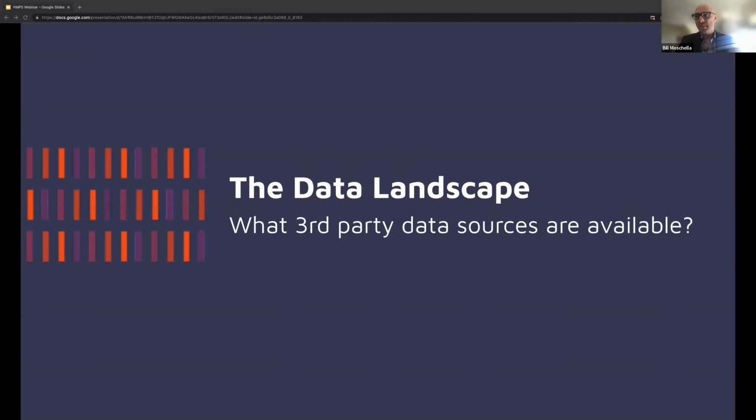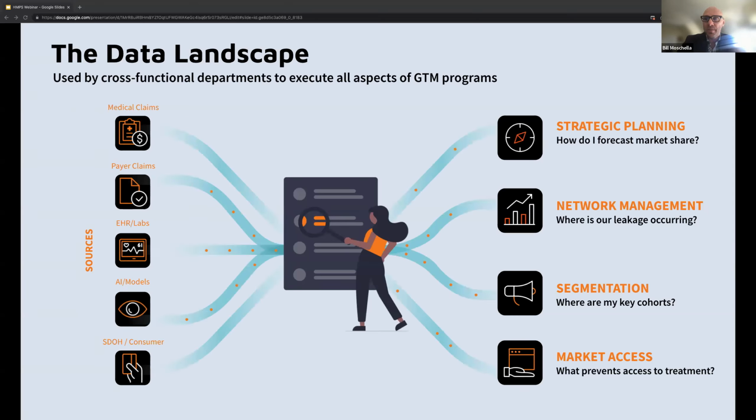So I want to cover a bit of the data landscape and talk about what are the third-party data sources that are available. The data sources that really drive and help you answer a number of the questions that you have across your departments, so strategic planning, network management, digital marketing and segmentation, market access, contact center, they range from first-party data to third-party data. And in some of these cases, when you're looking at a data set on the left-hand side of the screen, it could be first party or it could be third party. And there's different reasons and different use cases for each of those.